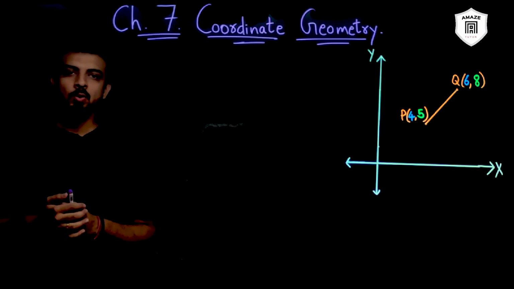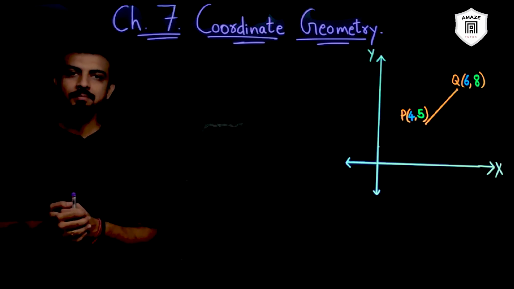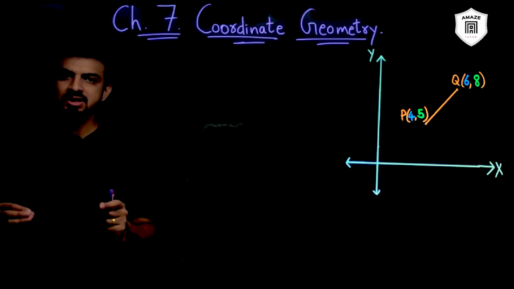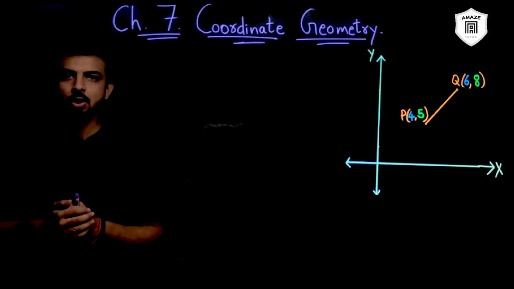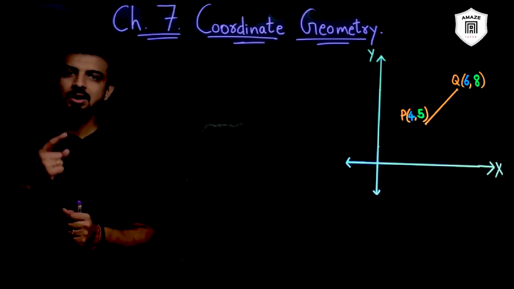So in this video, we are going to start with chapter number 7, Coordinate Geometry. In this video, we'll first see the distance formula, how to figure out the distance between the given 2 points on the graph, and then we are going to solve a few important questions from exercise 7.1.